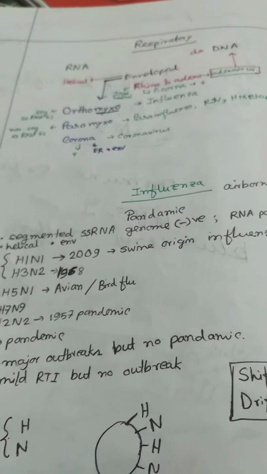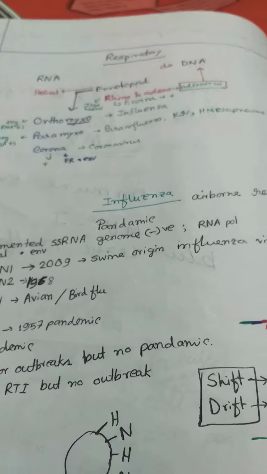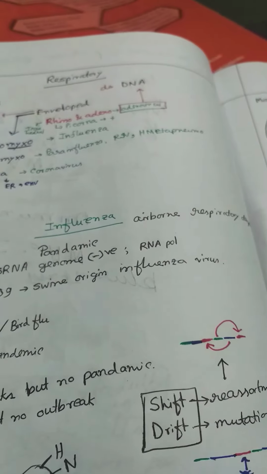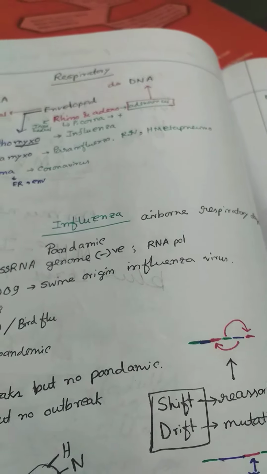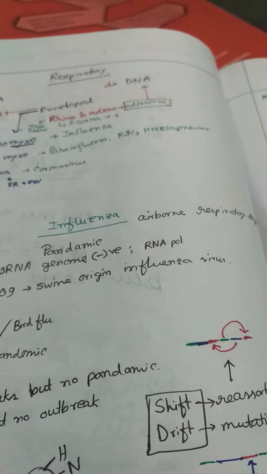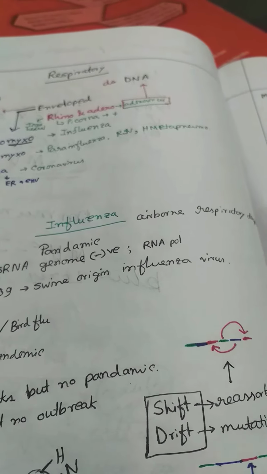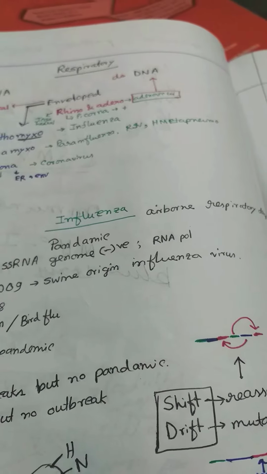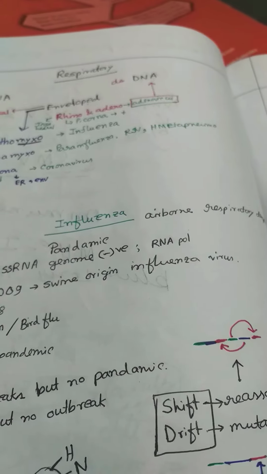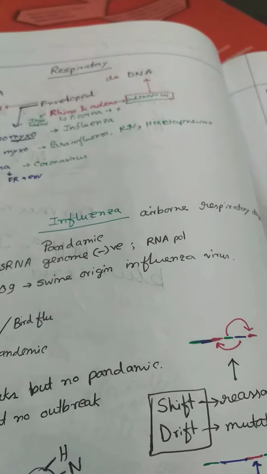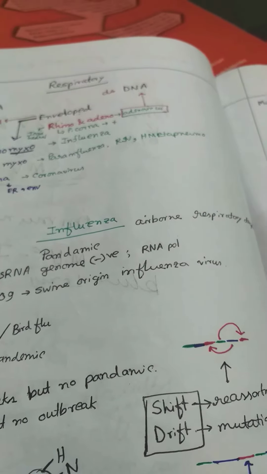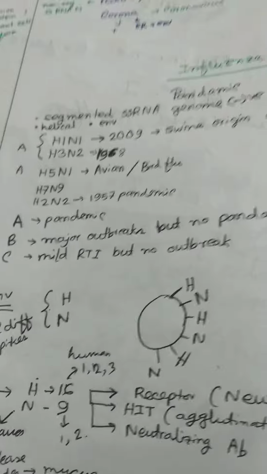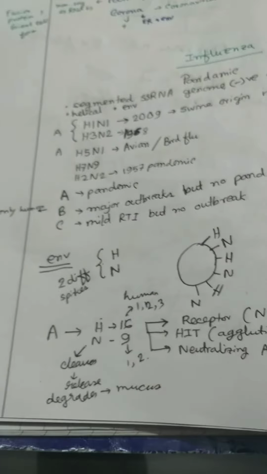The genome is of negative polarity, therefore the virus contains an RNA polymerase enzyme, that is RNA-dependent RNA polymerase, for the transcription of positive strand RNA, as positive strand RNA is the mRNA for the translation of protein.